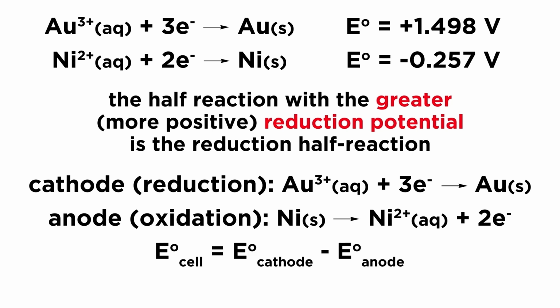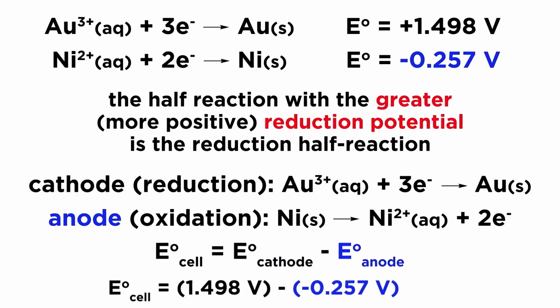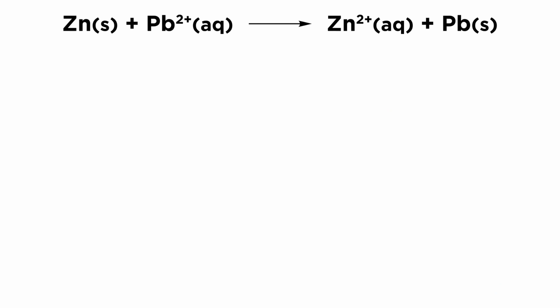Now that we have determined which is which, we can plug the associated reduction potentials into the equation for E cell. Now, it may seem unintuitive, but we actually do not have to modify these values whatsoever, not to compensate for the direction of the reaction, and not even for stoichiometry associated with number of electrons. We simply plug in the numbers precisely as they are in the tabulated data. And if we do this, we get E cathode minus E anode, and this will give us 1.755 volts as the standard cell potential. Let's try another example to cement this concept.